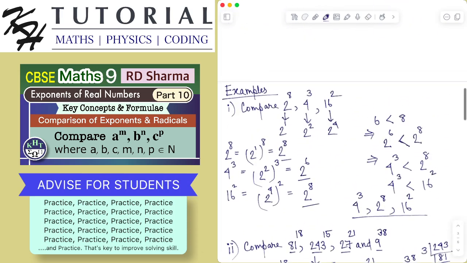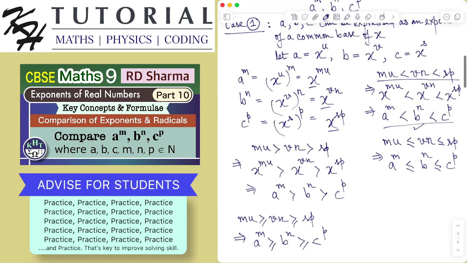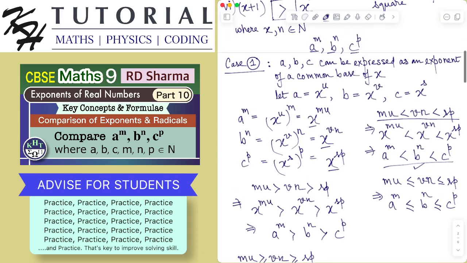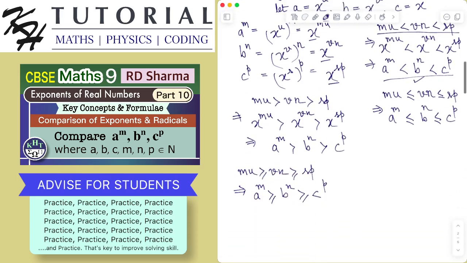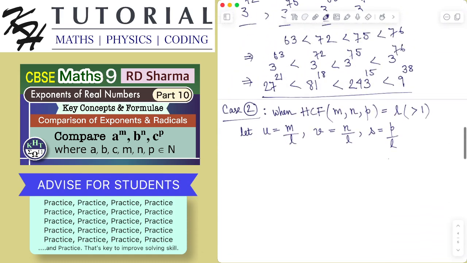So this was case 1, where all the bases of the given exponential terms can be expressed as a power of the same base. Let's see case 2. Now in case 2, obviously, we cannot express the bases a, b, c as a power of some common base.